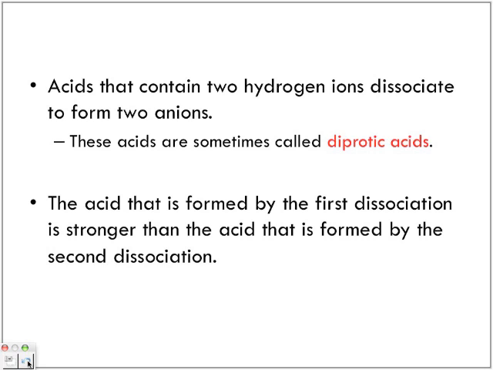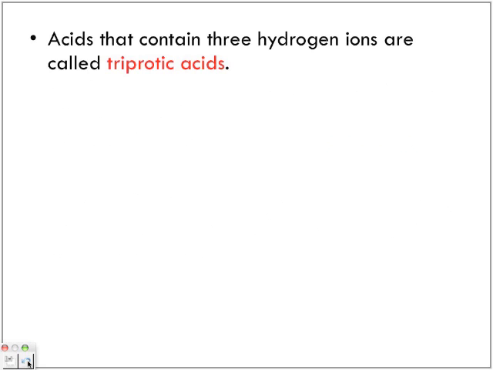The acid that is formed in the first dissociation is always stronger than the acid that is formed in the second dissociation. So even though an acid might be a weak acid that has the H2, that first dissociation is always going to be stronger than the second dissociation. Once it dissociates once, the acid is still stronger than the new ion that it forms.